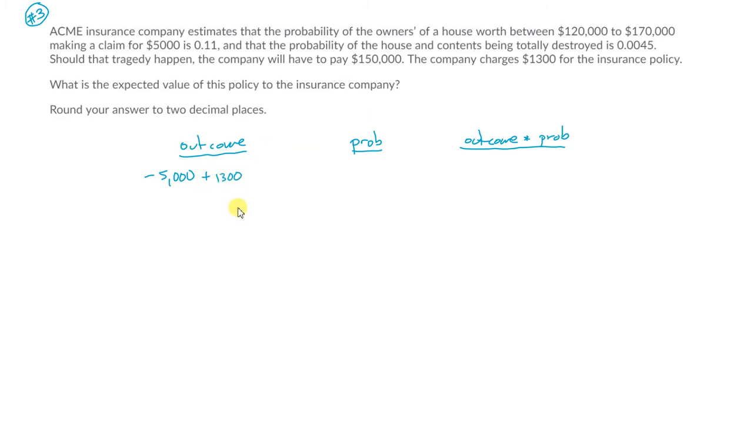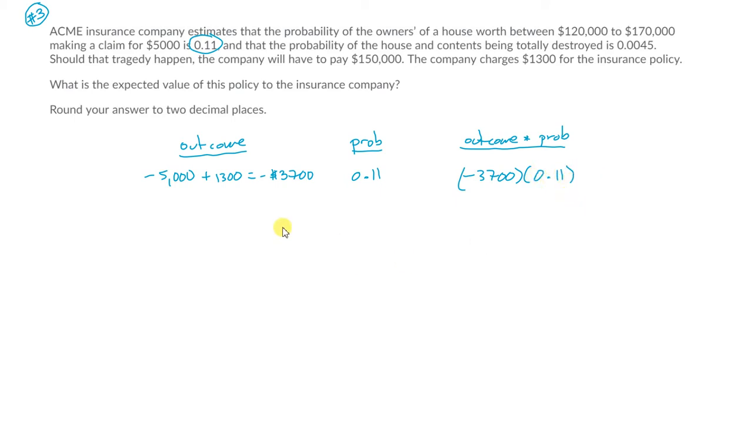Okay, so what are we going to have? Negative, what's that going to be? About $3,700? Right, because you're paying out $5,000, but you receive $1,300. So that means that in essence, on balance, you're paying out $3,700 to that person. Now, what's the probability of that happening? 0.11 in this case. Okay, so if I multiply, it's going to be negative $3,700 times 0.11, whatever that works out to be.